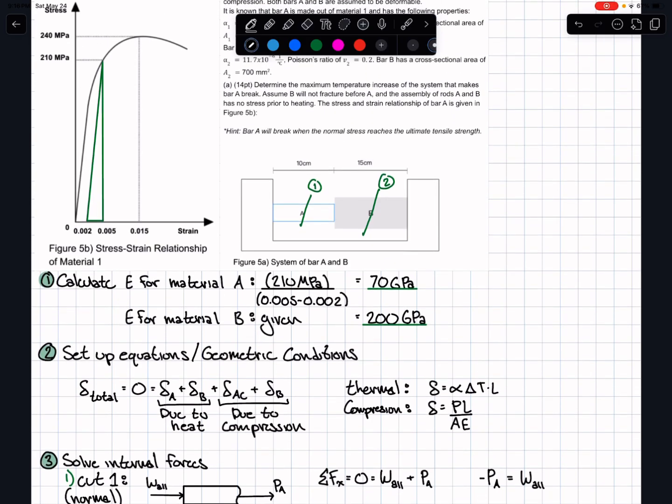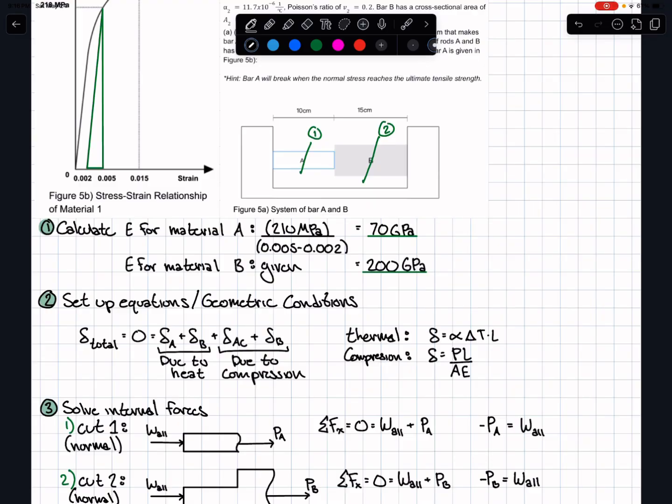For material B, we were not given this in the question, but it was meant to be given, and in class we were told this value was 200 gigapascals.